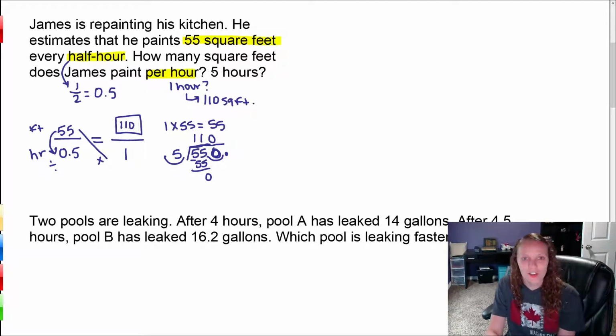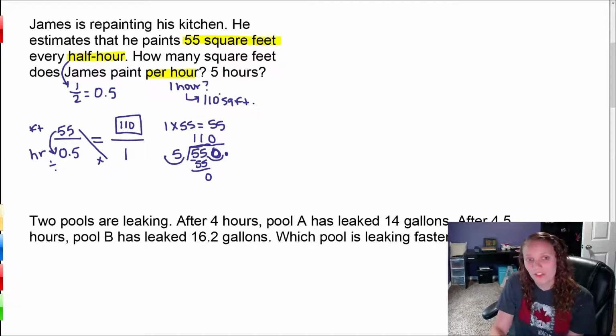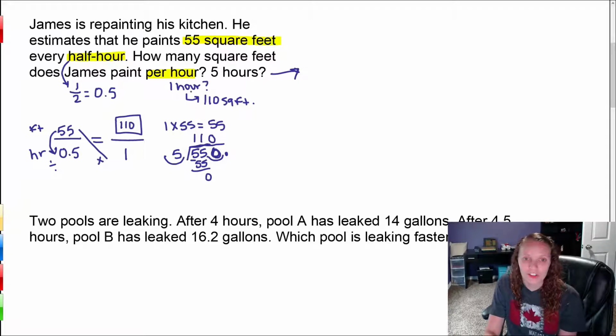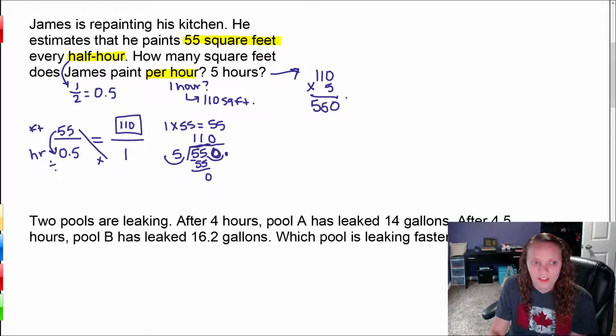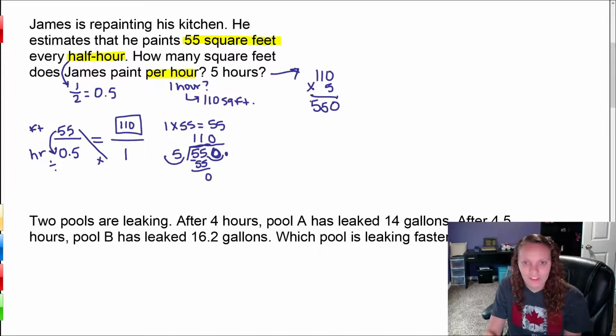Now the question goes on and is asking us, well, if he can paint 110 per hour for 1 hour, how much could he paint in 5 hours? So if each hour equals 110, and then I want to know for 5 hours, that would be 110 5 times. We could do 110 times 5. You would get 550 square feet finished.